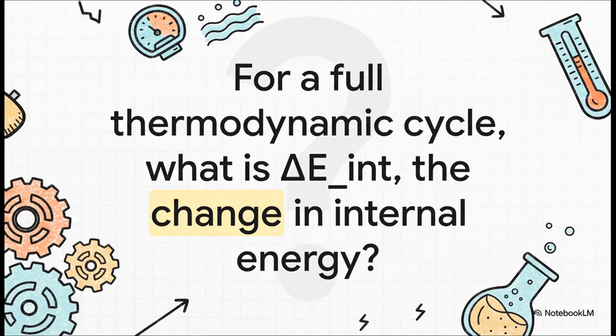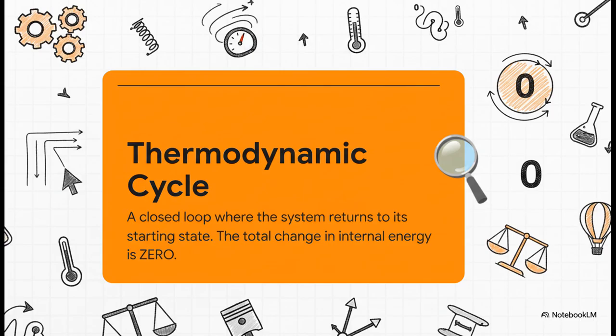So, what do you think? What's the change in internal energy for one full loop? The answer is 0. It's as simple as that. If the system goes through a whole cycle and ends up exactly where it started, then its state hasn't changed, so its internal energy hasn't changed. And if the change in internal energy is 0, the first law of thermodynamics tells us that the net heat you put in must equal the net work the system does. And on a PV diagram, that net work is just the area inside the loop. It's a beautiful link between geometry and physics.